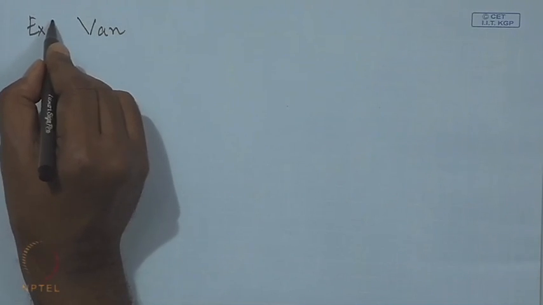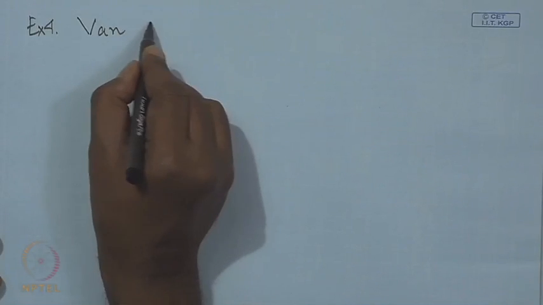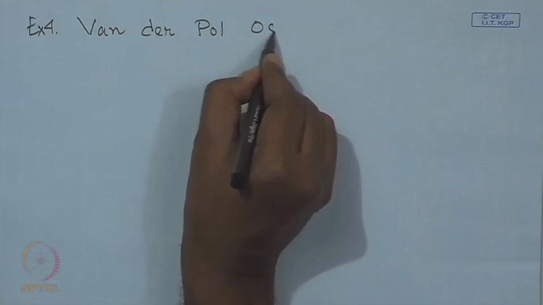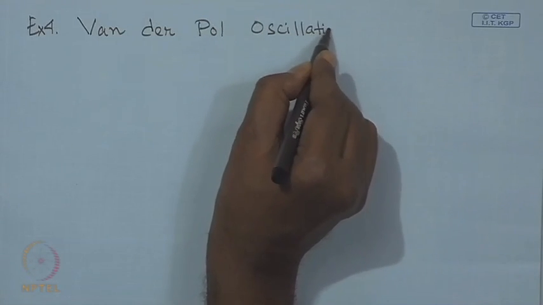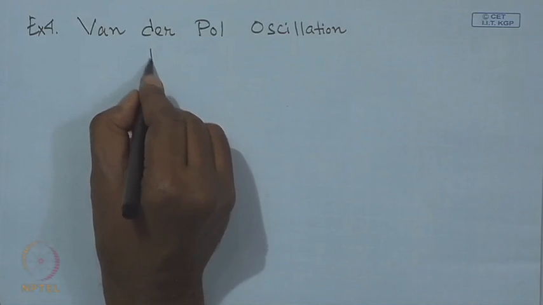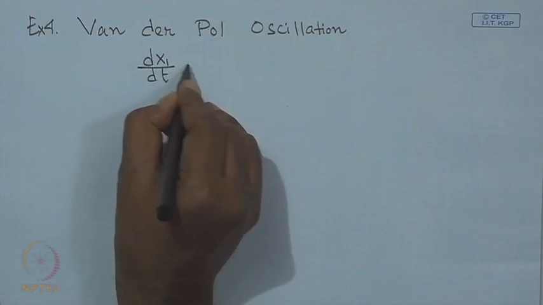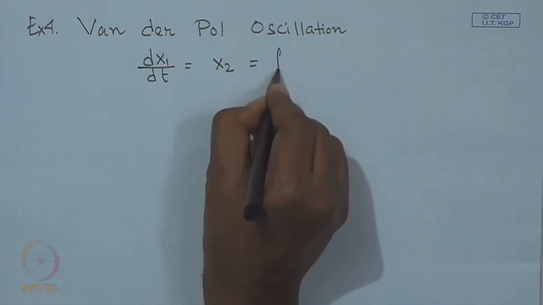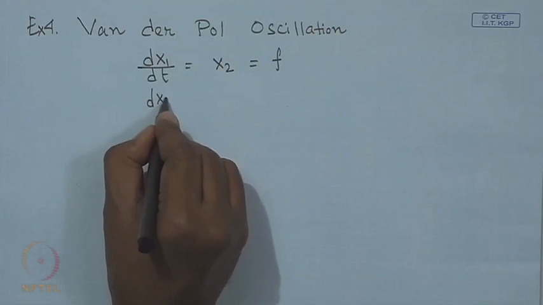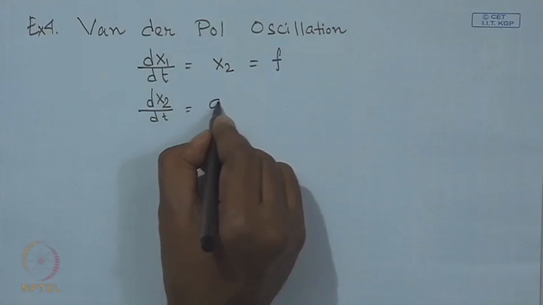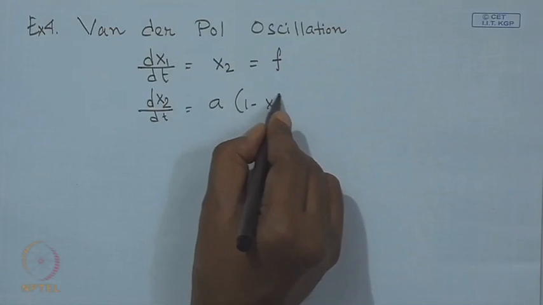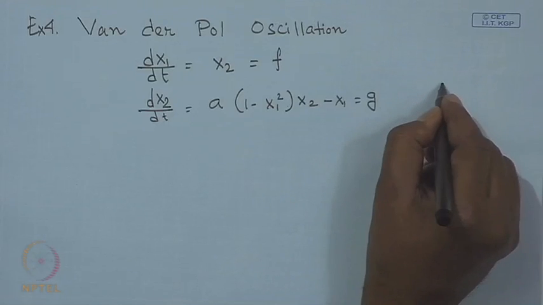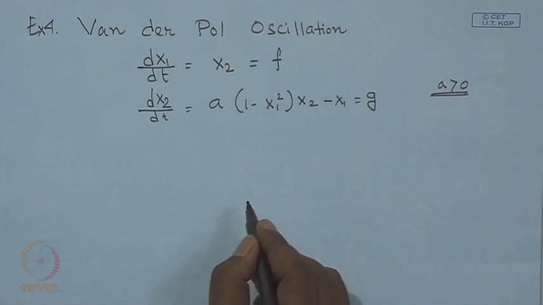That is example number 4, van der Pol oscillation. The first governing equation of this process is given as dx1/dt is equal to x2, that is equal to f. The second equation is dx2/dt is equal to a(1 minus x1 square) multiplied by x2 minus x1, this is equal to g, and this constant a is a positive constant.